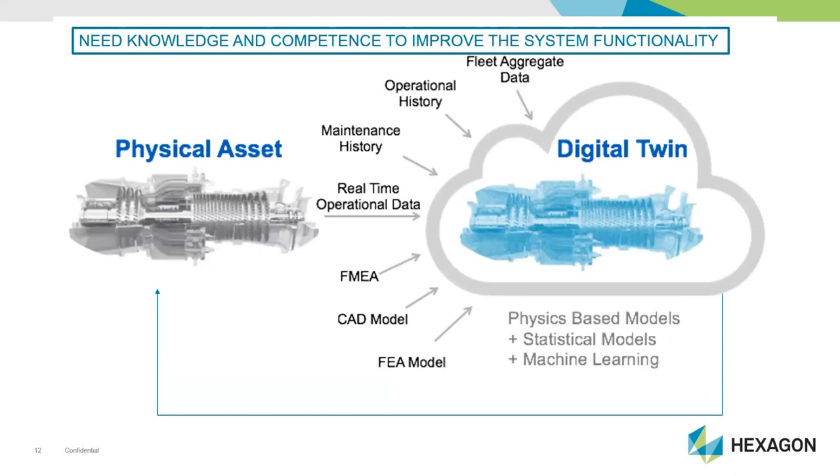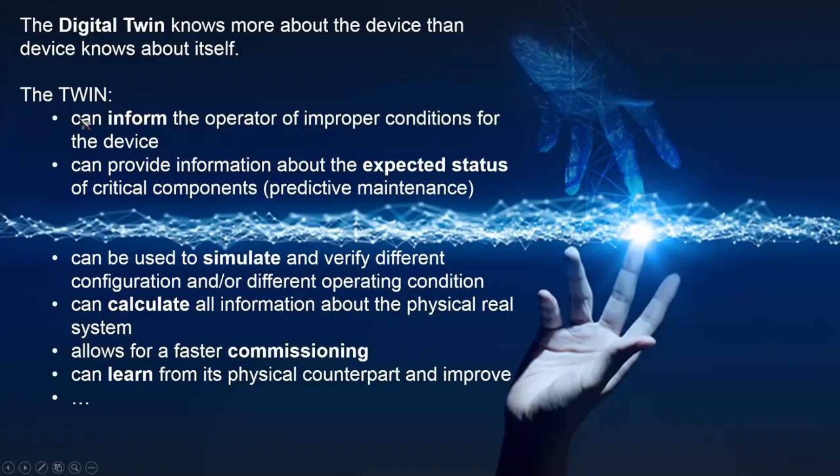For sure, to get a digital twin from a physical asset, you need knowledge and competence about the functionality of the system. And increasing this know-how allows you to make the digital model more and more autonomous, as we can see later. So again, to reinforce this message: the digital twin allows the user to be informed about the behavior of a system, about the improper behavior of the system, and about deviation with respect to the desired or expected status of the system.